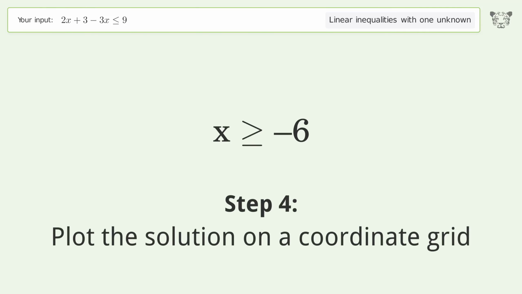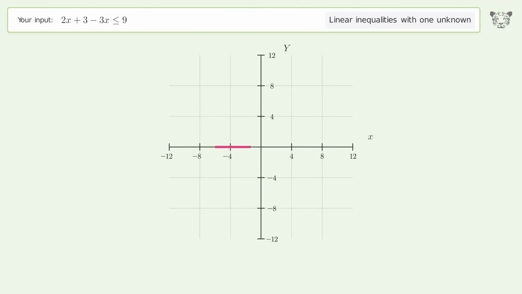Plot the solution on a coordinate grid. And so the final result is x equal or greater than -6.